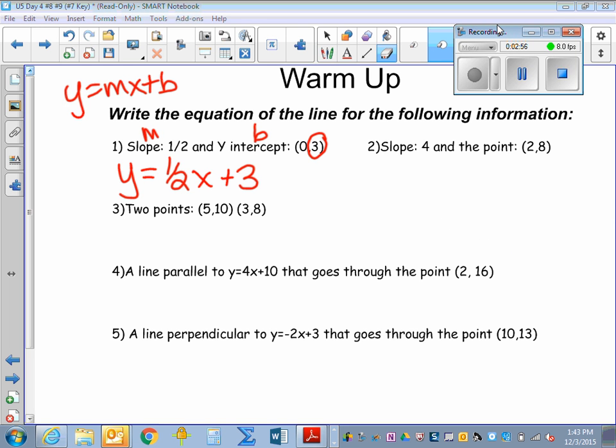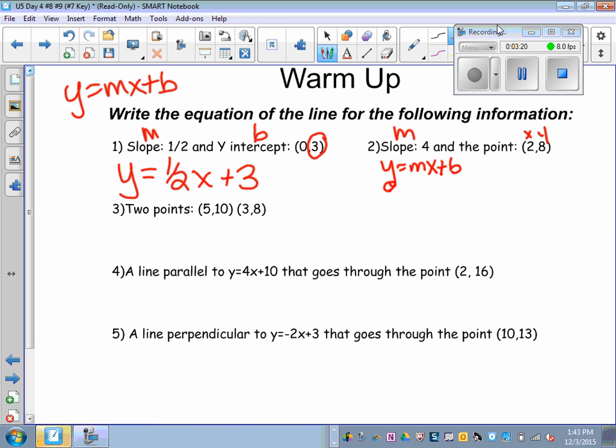Alright, so number 2, they gave us the slope, which is m, and they gave us a point. Now, is this my y-intercept? No, because x is not 0. So this is my x value and y value. So all I have to do is take these and put them into my equation. So y equals mx plus b. Let's take what we have and put it in. What is my y value? 8. What is my m? And we're multiplying here. What is my x value? 2. Plus b. So now I solve.